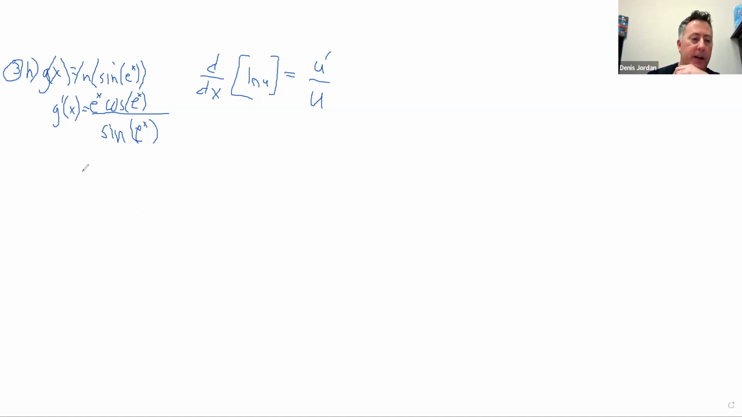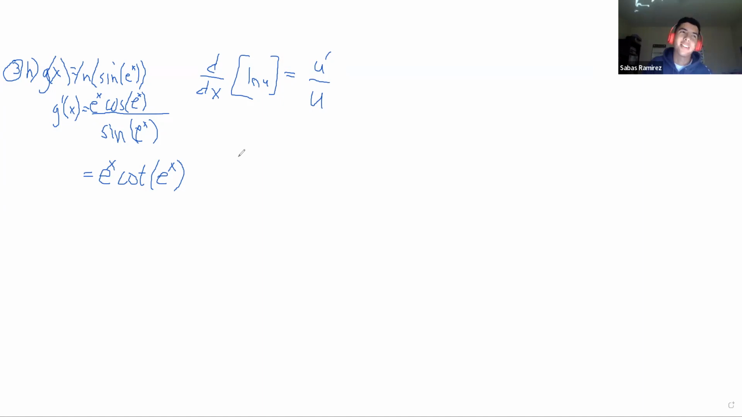All right, so we can simplify that down just a little bit. You can't do this often with LNs, but sometimes when there's a trig function in there, you can. Because cosine over sine is cotangent. Yeah, I was like, how do they get cotangent? And then you showed me that, and I was like, I'm so dumb.